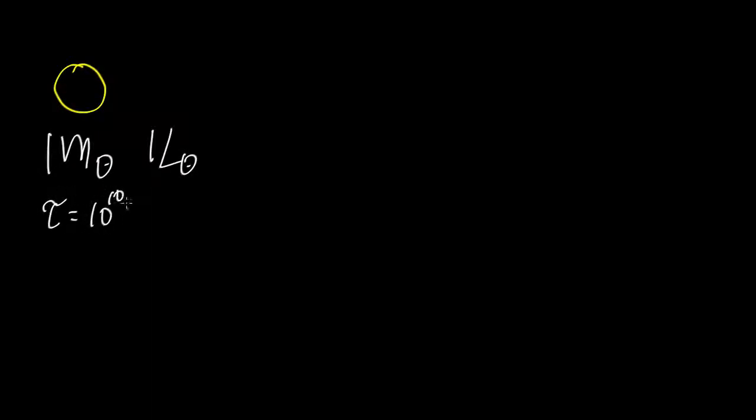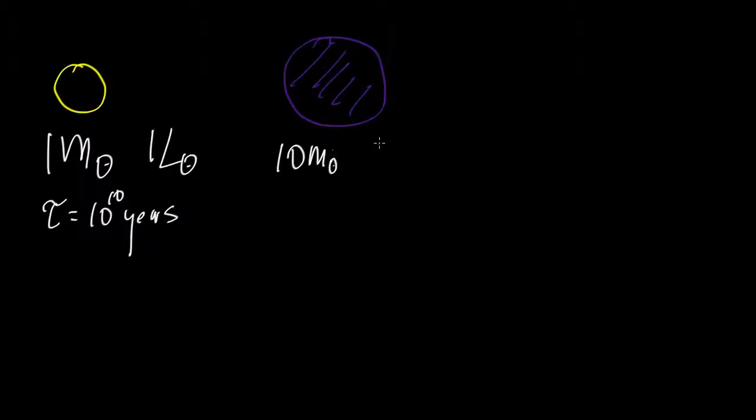Let's consider the life of a star like the Sun. It, of course, has one solar mass, and it has one solar luminosity, and it turns out its lifetime is about 10 to the 10 years. We know that from just studying the nuclear reactions in it. Now let's consider a star that's much bigger than the Sun, a big blue giant. This object will have maybe 10 solar masses, but have a luminosity which is roughly 10 to the 4 times that of the Sun.